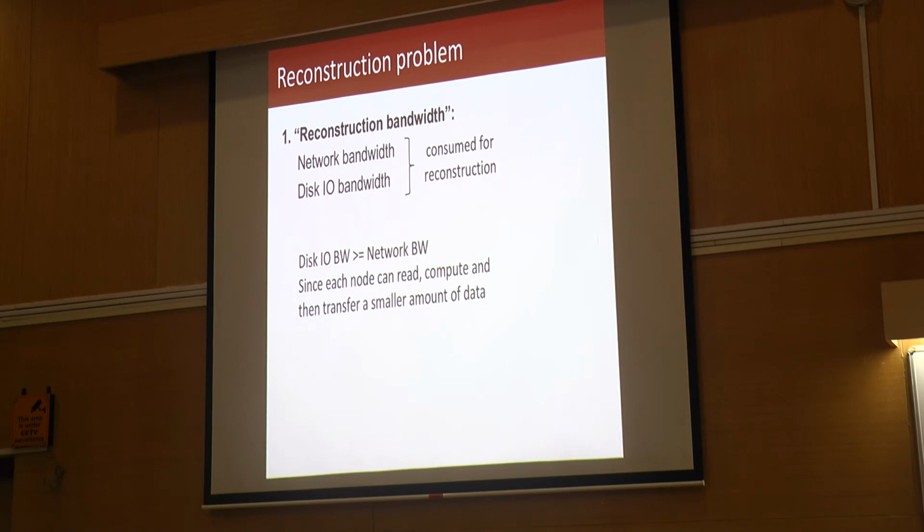So basically, we always have this inequality that disk I/O bandwidth is greater than or equal to the network I/O bandwidth, because whatever you are sending has to be read. So that is why you have disk I/O bandwidth greater than or equal to network bandwidth, but sometimes in some code constructions, which we will not have time to go into, both are matched.